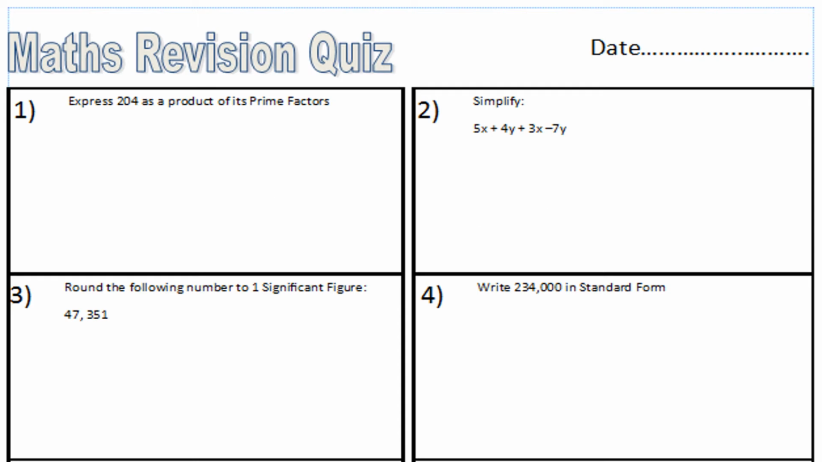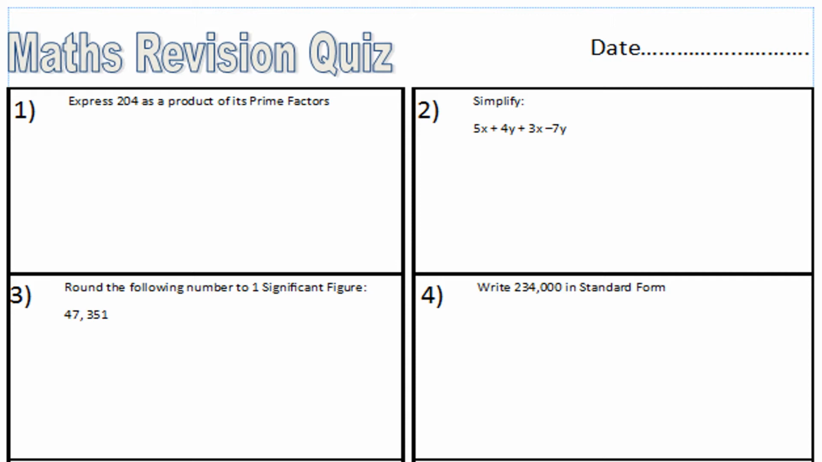Hi everybody, so today's lesson is a low stakes quiz, so you should have already had a go at the quiz yourself before coming to this video. So if you haven't already had a go yourself, have a go and come back and then you can mark your work, okay? Okay, so the first question, we want to express 204 as a product of prime factors.